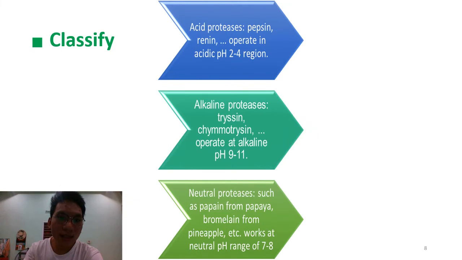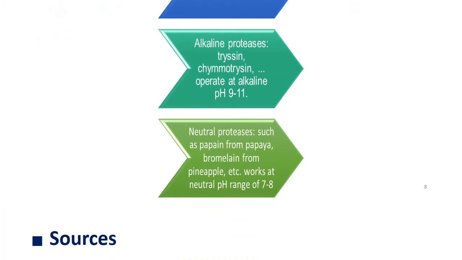Furthermore, we can classify protease enzyme based on the amino acid composition and the optimal pH grade. We have three types: acid proteases, such as pepsin and renin, operate in acidic pH 2 to 4 region. Alkaline proteases, trypsin, chymotrypsin operate at alkaline pH 9 to 11. And the last one, neutral proteases, such as papain from papaya, bromelain from pineapple. It works at neutral pH range 7 to 8.